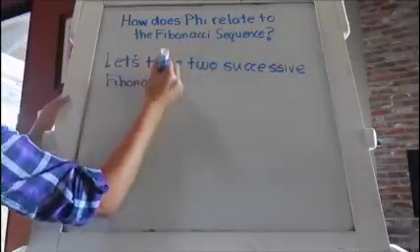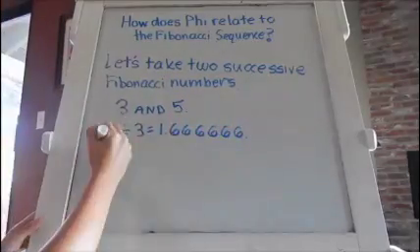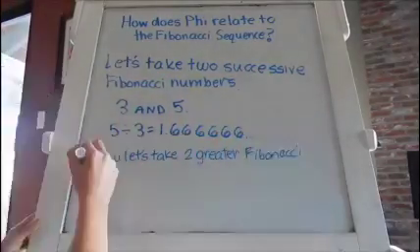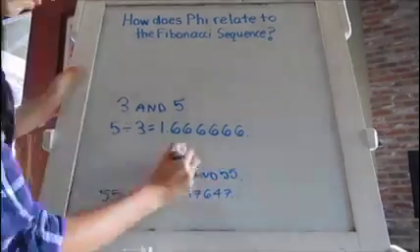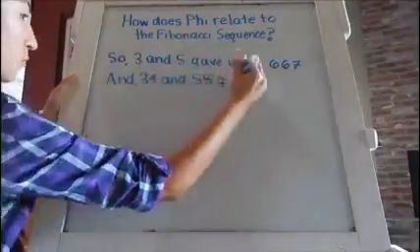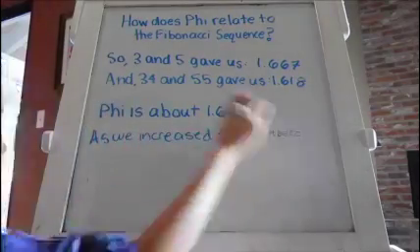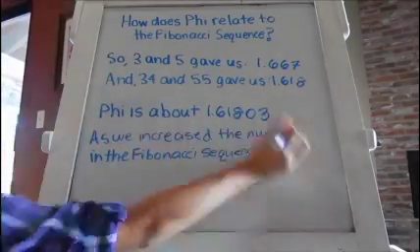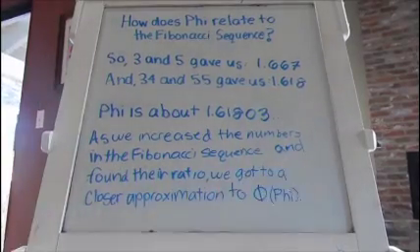Let's take two successive Fibonacci numbers. Now let's take two greater Fibonacci numbers. As we increased the numbers in the Fibonacci sequence and found their ratio, we got a closer approximation to phi.